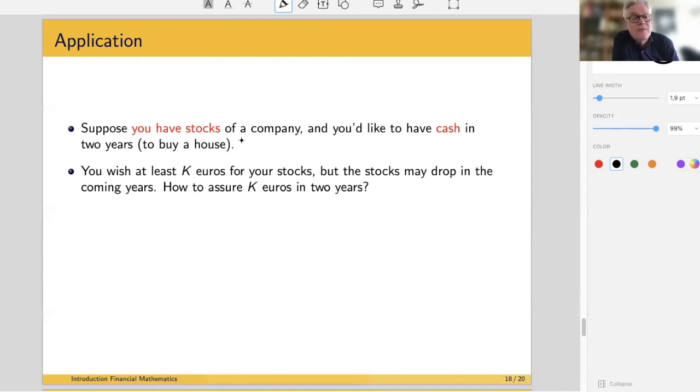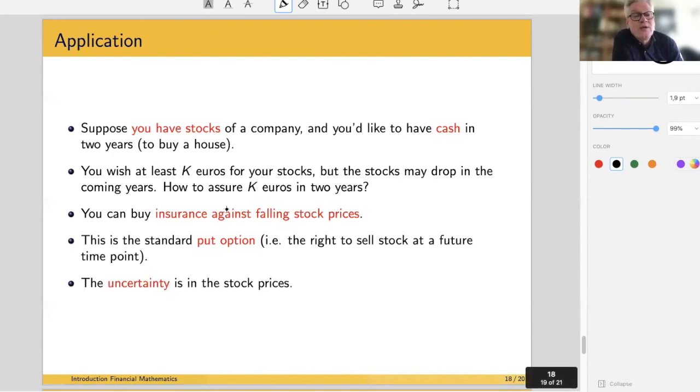Suppose you own stocks of a company, and you'd like to have cash in 2 years' time, for example, to buy a house. And in 2 years, a lot can happen to your stocks. They can go up, they can go down, but you don't know. Suppose you wish to at least get K euros for your stocks, say 200,000 euros, whatever. But the stocks may drop in the coming years. So how to assure that you get K euros in 2 years' time? That is the question.